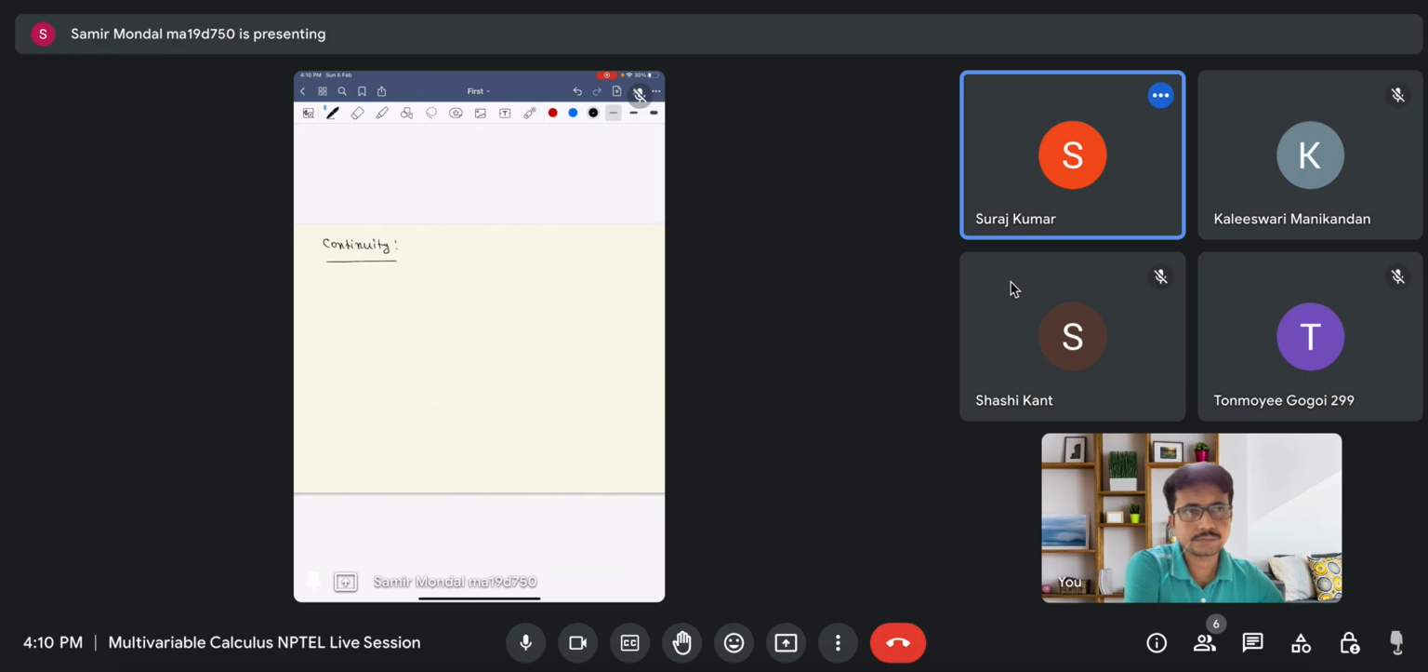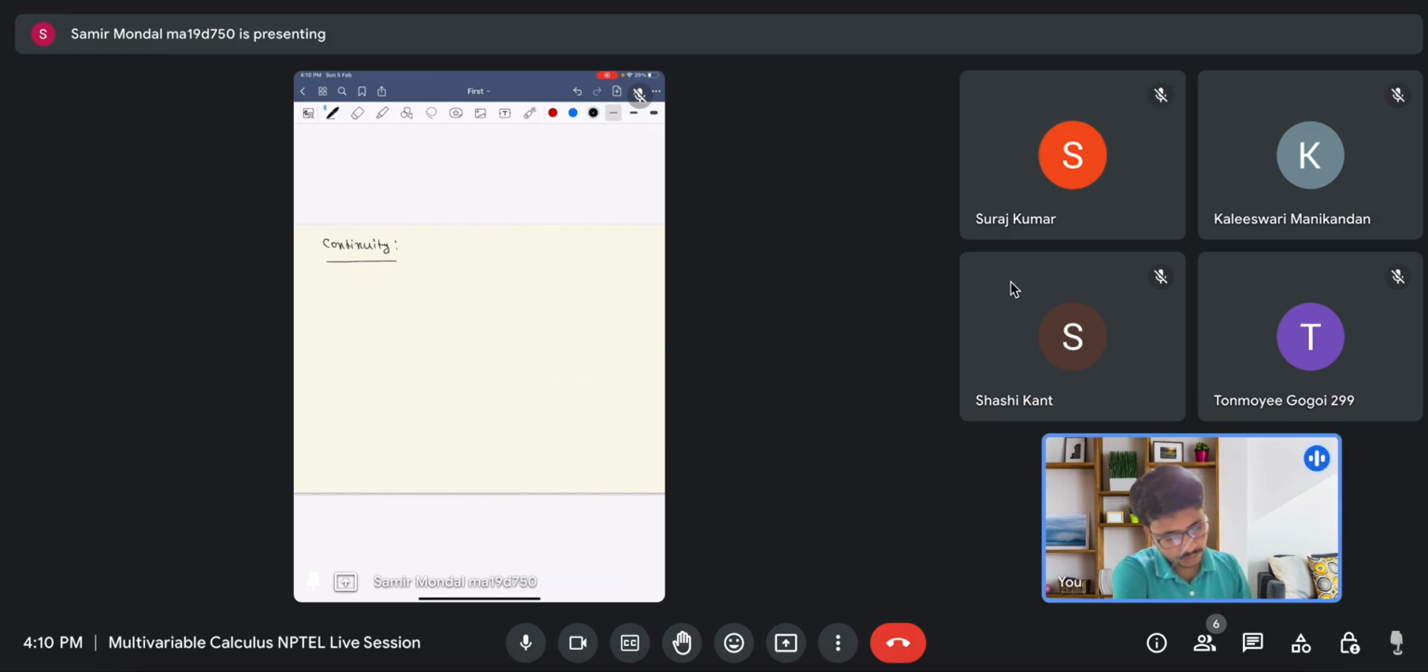Sir, the limit should exist and f of x should equal a real value. Yeah, so this is the same: your limit has to exist, and suppose we are looking at a single variable function at a point a. That time f of a, the functional value at the point a, should be well defined, and these two should be equal. The limit of f of x at the point a should be equal to f of a.